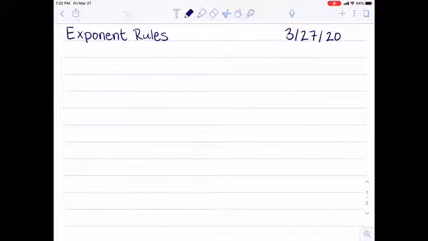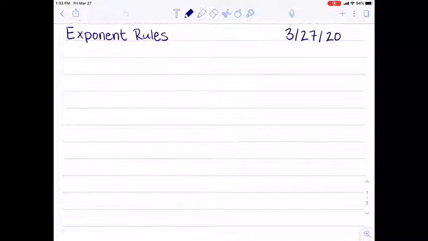All right, today we're going to talk about exponent rules, and I am writing these notes on March 27th of 2020. So to start out, I'm just going to remind you of the rules of exponents that you hopefully have learned before, but just in case you haven't, we're just going to review them.